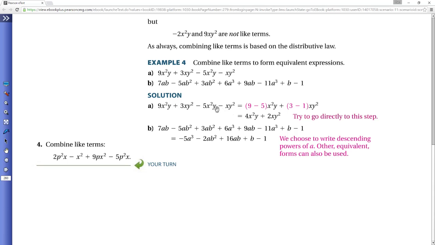And what they're trying to do is that hopefully by this point in algebra you can do this, probably go directly to this step and realize that, hey, these are like terms. 9 minus 5 is 4 times x squared y. 3 plus a negative 1, though I see a lot of errors here as you forget that there's a negative 1 of that, which then ends up to be 2. So it's a practice in really understanding how I can use the distributive property to simplify these longer or more complex polynomials.